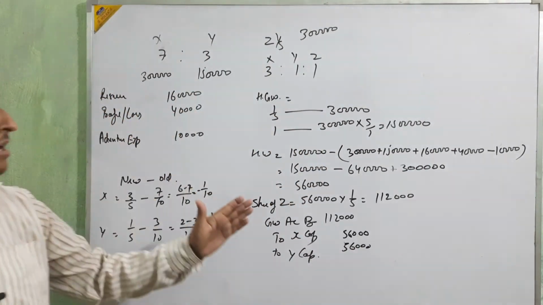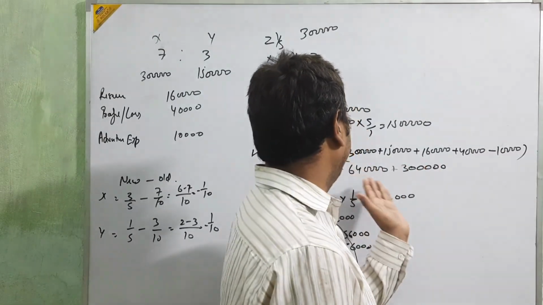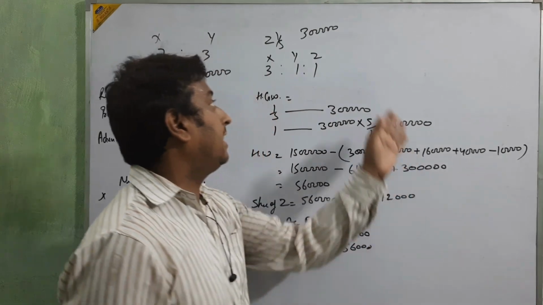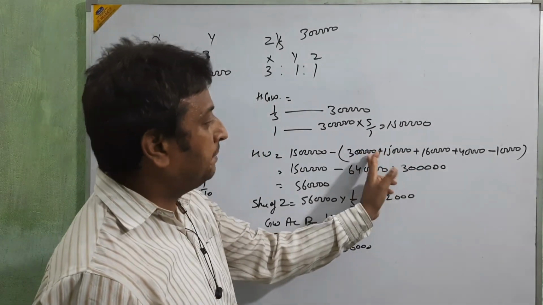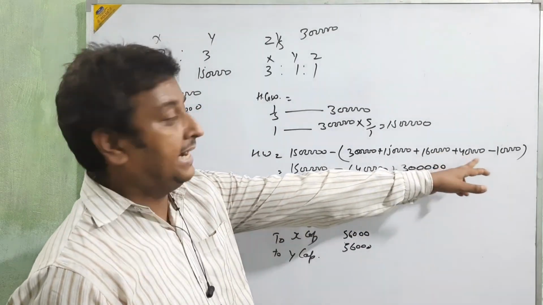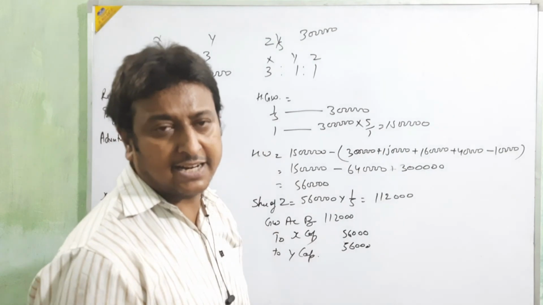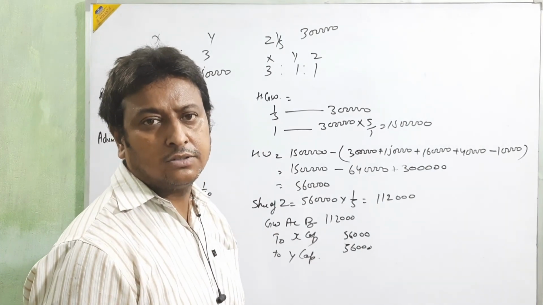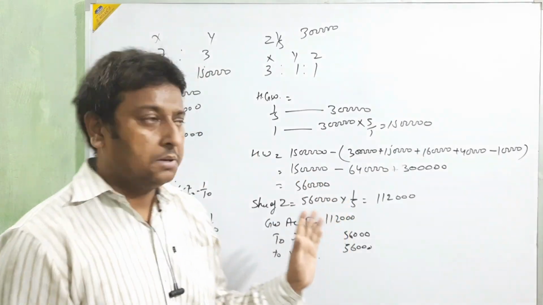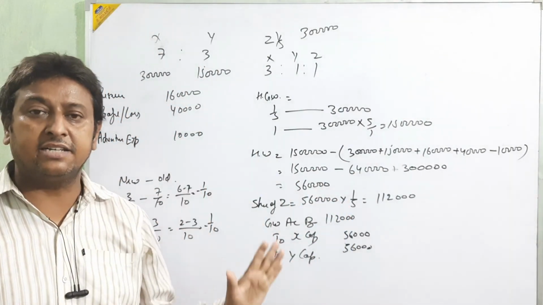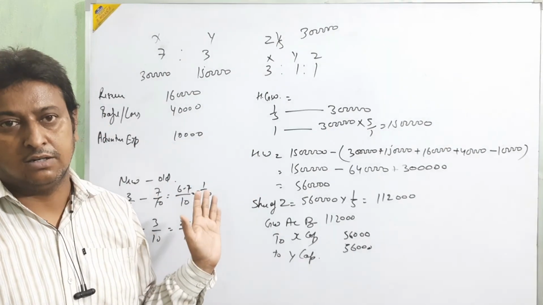Clear? First we use all the heads related to the balance sheet, and then we use the 3 lakh of the new partner's capital. First we use the old partners' capital, assets and expenses, then we use this 3 lakh. Clear? By this I am trying to make you understand this hidden goodwill. Okay, thank you.